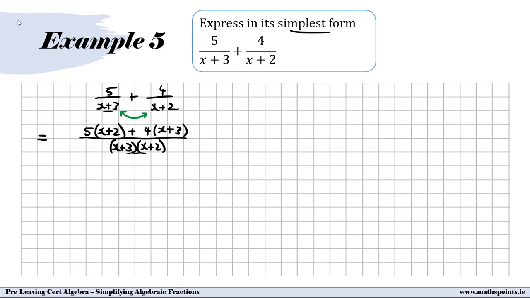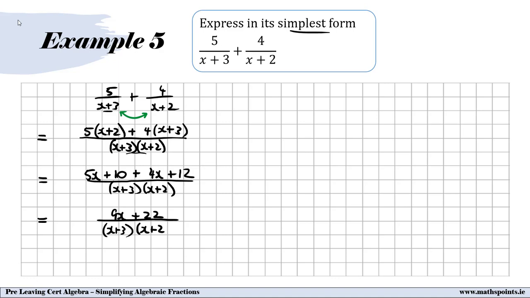Now, in simplifying this further, I'm going to multiply out the numerator, the top, but I don't actually multiply out the bottom of the fraction, the common denominator. So 5 by x is 5x, 5 by 2 is 10, 4 by x is 4x, and 4 by 3 is 12. And that's all over x plus 3 on x plus 2. Simplifying the top further, I have 5x and 4x is 9x, 10 and 12 is 22, and again that's all over x plus 3 on x plus 2.